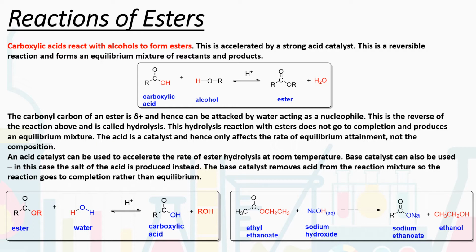Now the base catalyst removes the acid from the reaction mixture, and the way to think about this is that we take an aqueous solution of sodium hydroxide, so essentially we have some water in there as well. We have our hydrolysis reaction that we see normally of an ester plus water. This would produce a carboxylic acid and an alcohol, but because we're doing it in a base solution, we have our carboxylic acid, which is an acid, we have our sodium hydroxide, which is a base, and so we have an acid-base reaction, like we saw on the previous slide, to form the salt.